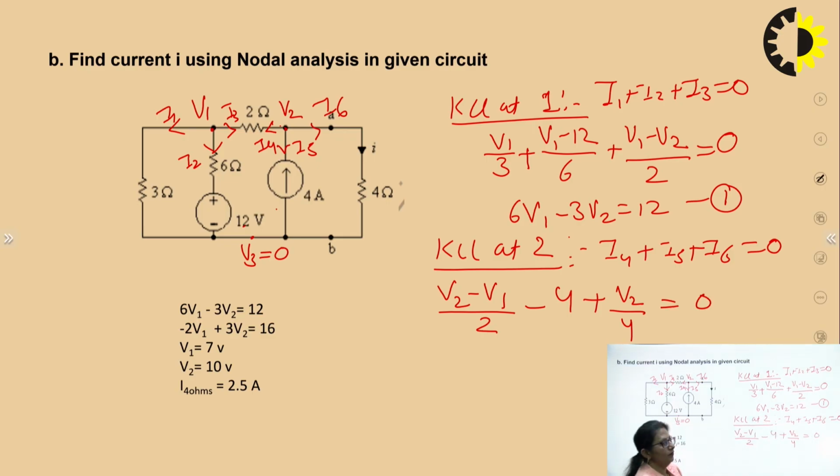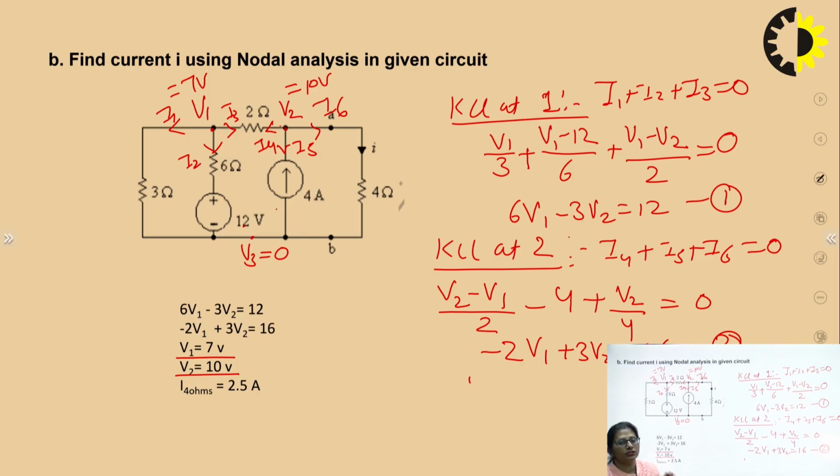Resolving this equation, we get minus 2V1 plus 3V2 is equal to 16. This is equation number 2. Now we have 2 equations and 2 unknowns. V3 is already known to us. Solving these 2, we get V1 as 7 volts and V2 as 10 volts. Fine. If that is so, the majority of the question has been solved.